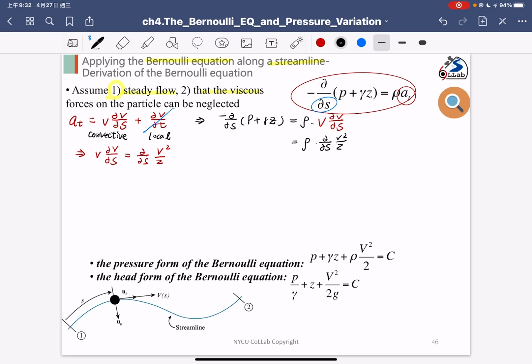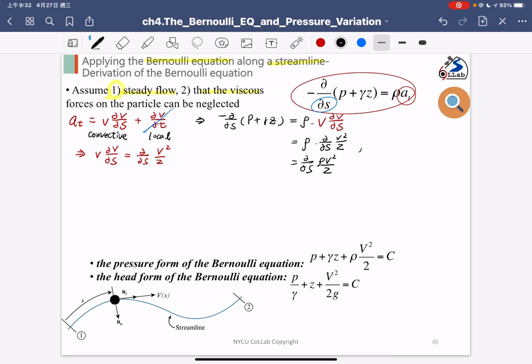So we can also rewrite it as rho multiplied by d(V squared)/ds divided by 2. And when we derive the Euler's equation, we have a very important assumption: our flow is incompressible flow. So the density is always constant because the flow is incompressible. Because we assume the flow is incompressible, we can put the density inside, so it will be rho V squared divided by 2.